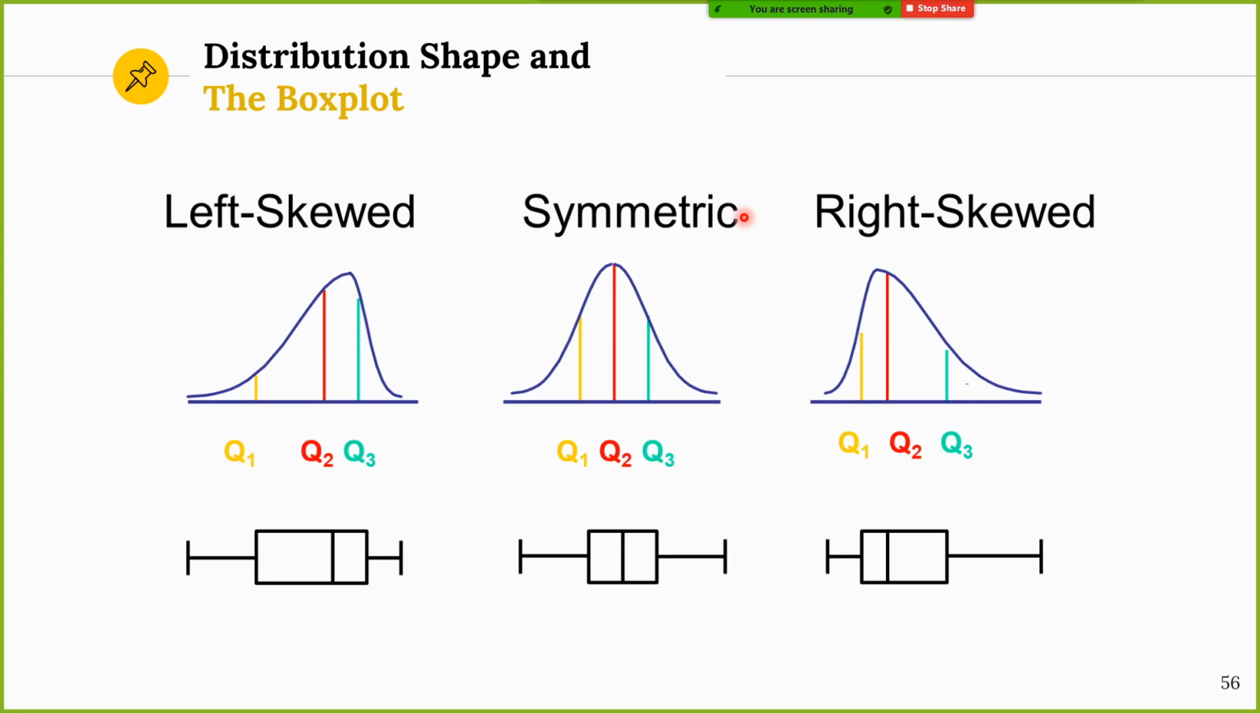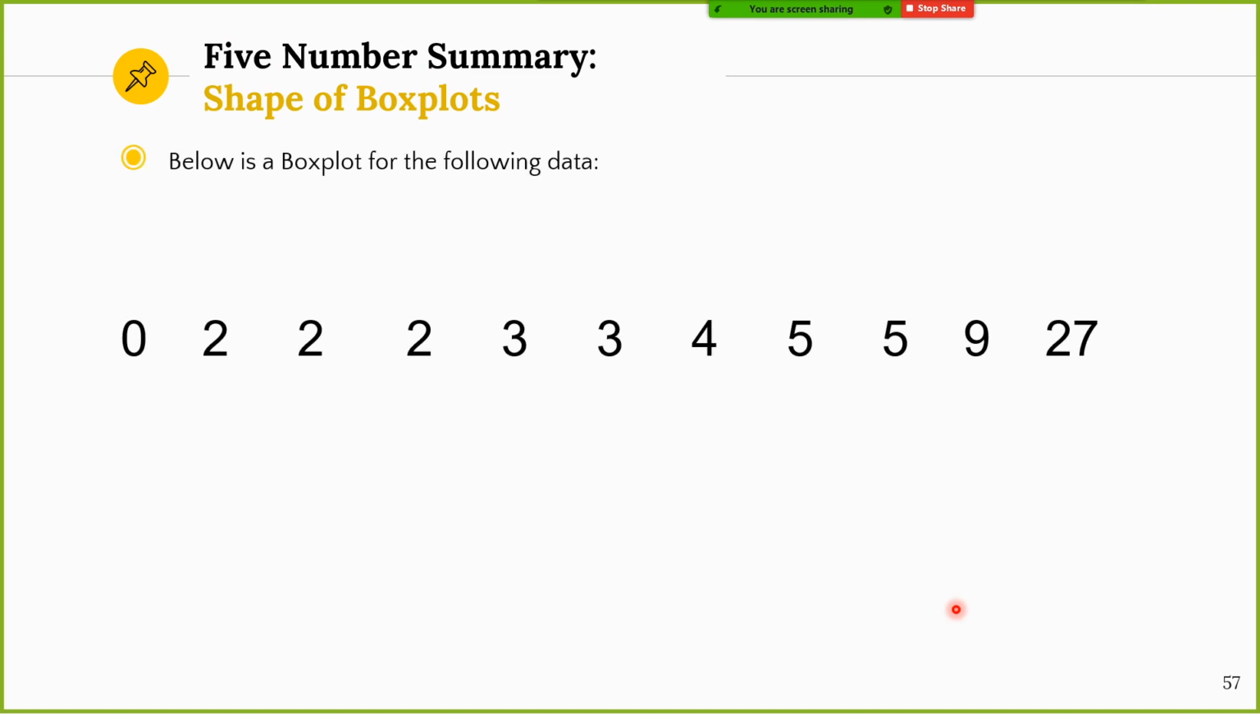So you can see the difference here. For the left skewed, the display of the box plot is characterized by this one. This one is the center, and this one is the right. So you can tell just by looking at the box plot. If you see this box plot, you already know this one is left skewed, this one is symmetric, and this one is right skewed. Okay, the shape of the box plot.